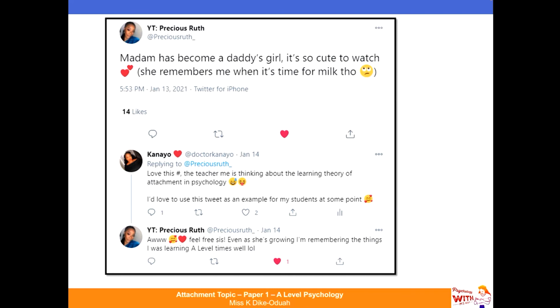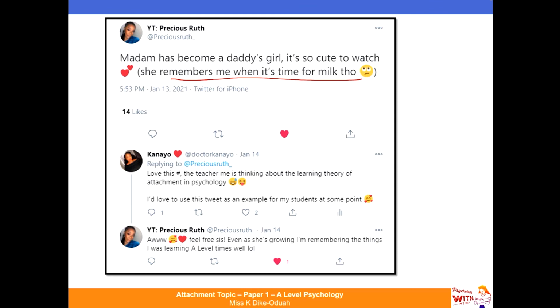And I'll show you this tweet from my friend who recently had a baby, and she says, Madam, so that's her little one, has become a daddy's girl. It's so cute to watch, but she remembers me when it's time for milk. And it's just stressing this point that she remembers her mother when it's time to be fed, but it might be that she's getting more play, not necessarily more comfort. I don't want to assume that is more comfort, but more play, more engagement from the father.